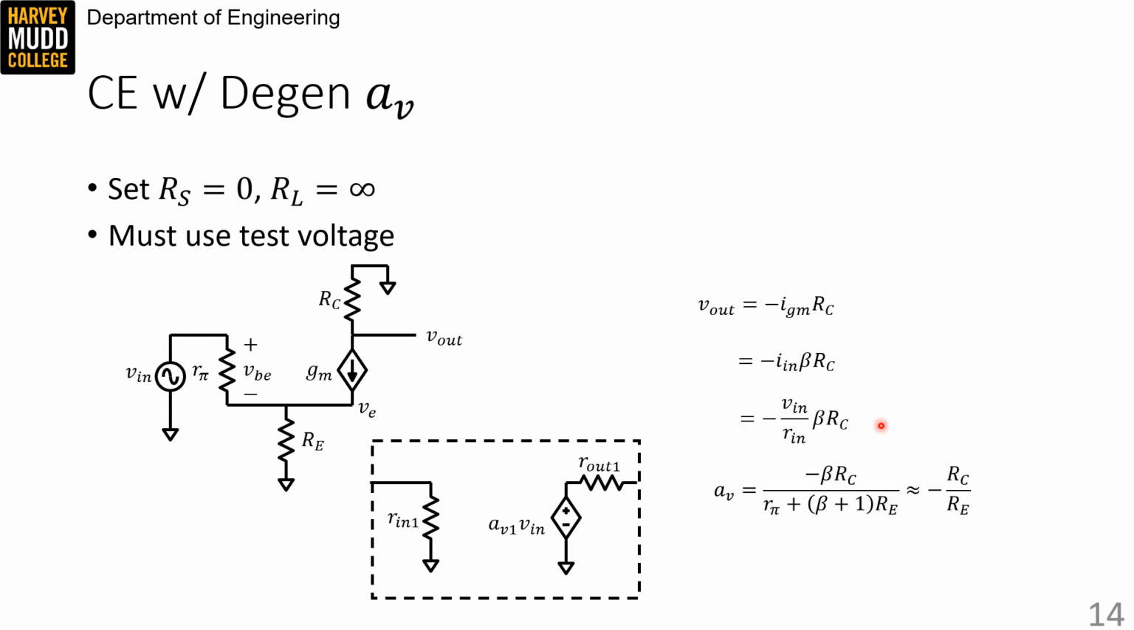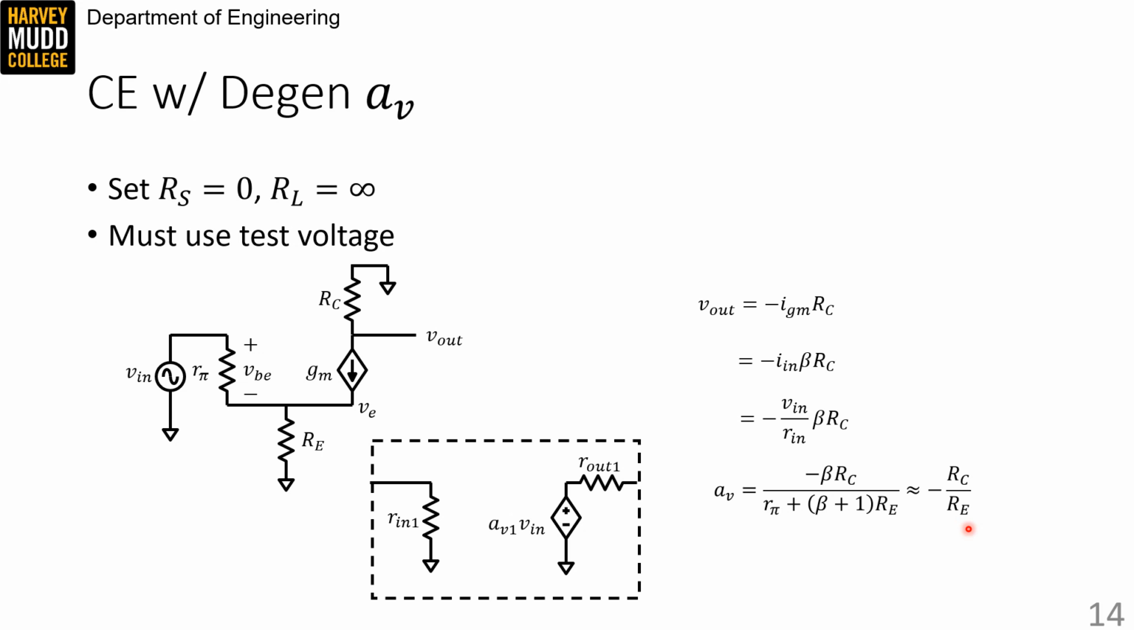Substituting Rn into that expression gives us our gain, which is minus beta Rc over R pi plus beta plus 1 Re. And we can approximate that as minus Rc over Re. This super quick lab approximation is easy to remember, which I like. And it also doesn't depend on GM, which is really great because it eliminates our GM nonlinearity.